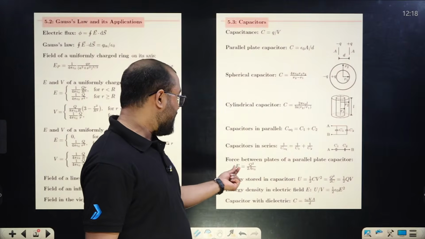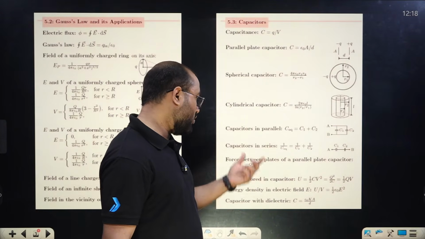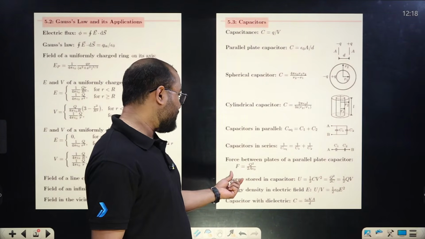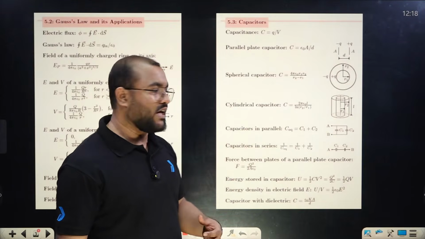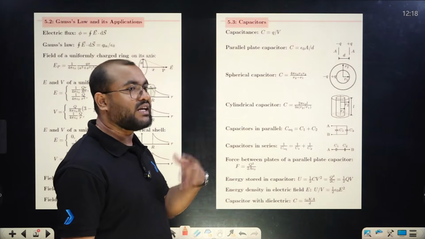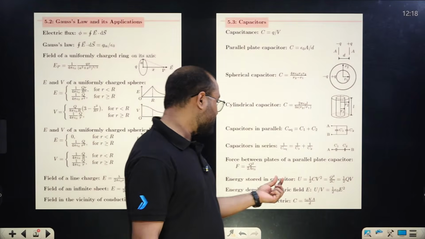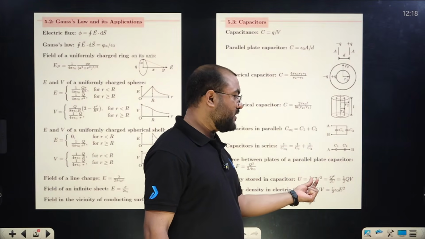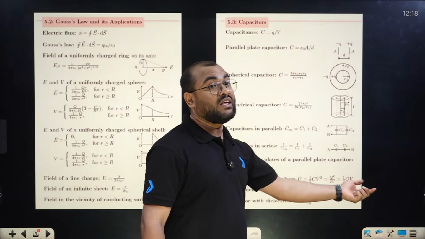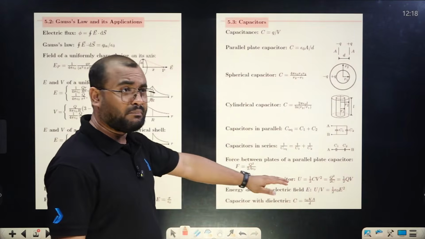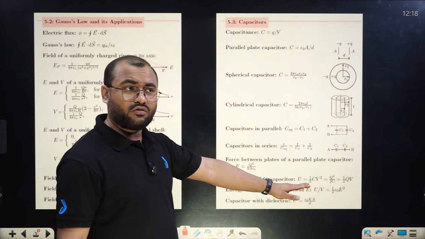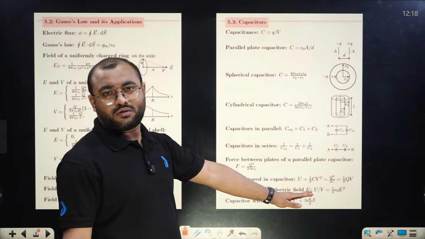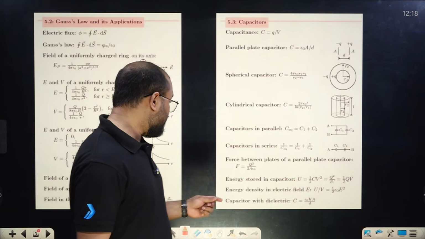After that, we'll talk about the force between the parallel plate capacitor. What will be the value? F equals Q square by 2A epsilon naught. Then, because the capacitor is a device which stores energy, we'll talk about how much energy is being stored. The very basic formula is U equals half CV square, or you can write half QV also. These are the basic standard formulas that are already written on the first page of the books. So I believe you will be remembering that.